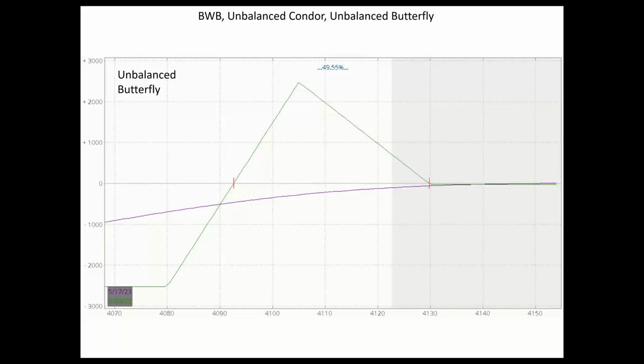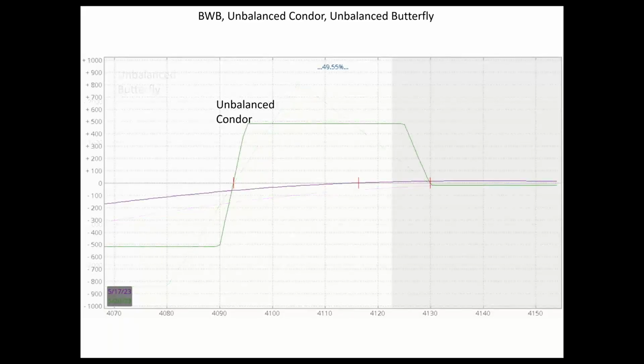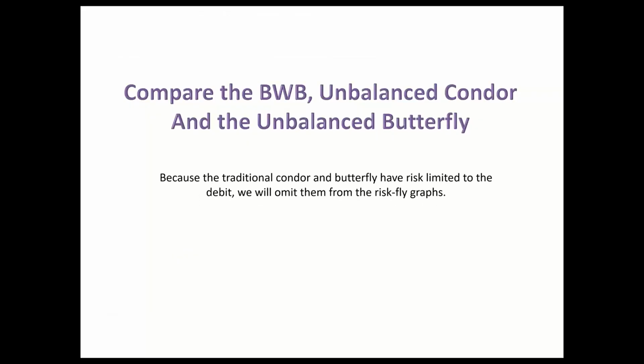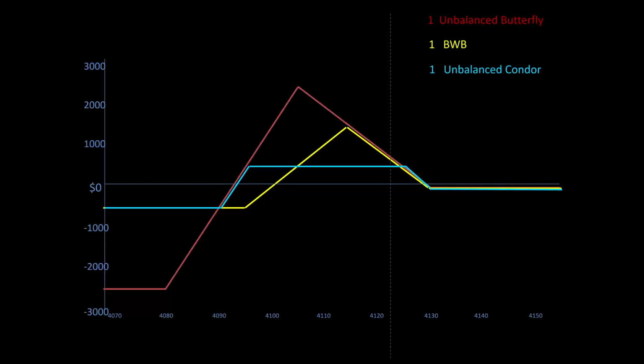So I went a step further and said, what if, instead of looking at it this way, what if we compare the BWB, unbalanced condor and the unbalanced butterfly this way? Now, which trade do you like the best? Still not a fair comparison. That's a hint. It's a little bit easier to understand when they're stacked on top of each other like this.